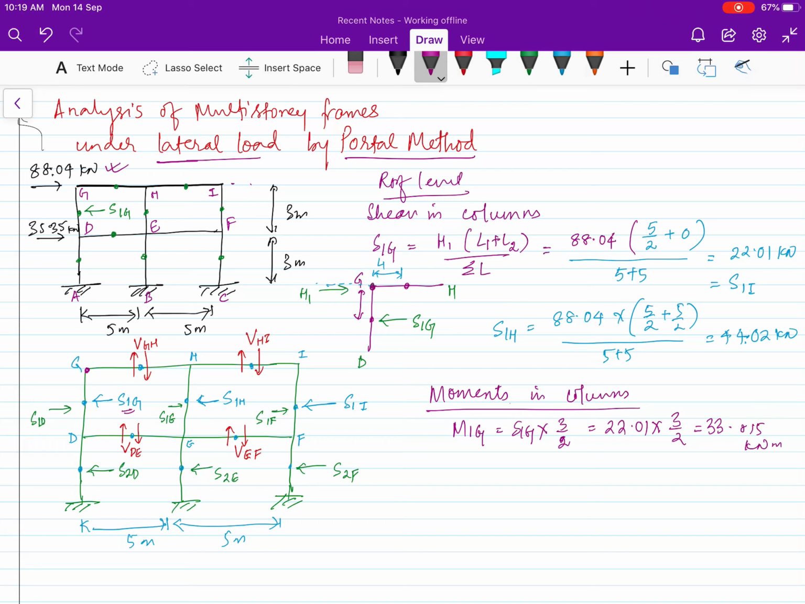Okay. Now coming to the moment at 1H. So S1H into this perpendicular distance, again 3/2. So we will get 44.02 into 3/2, which is 66.03 kilonewton meter.